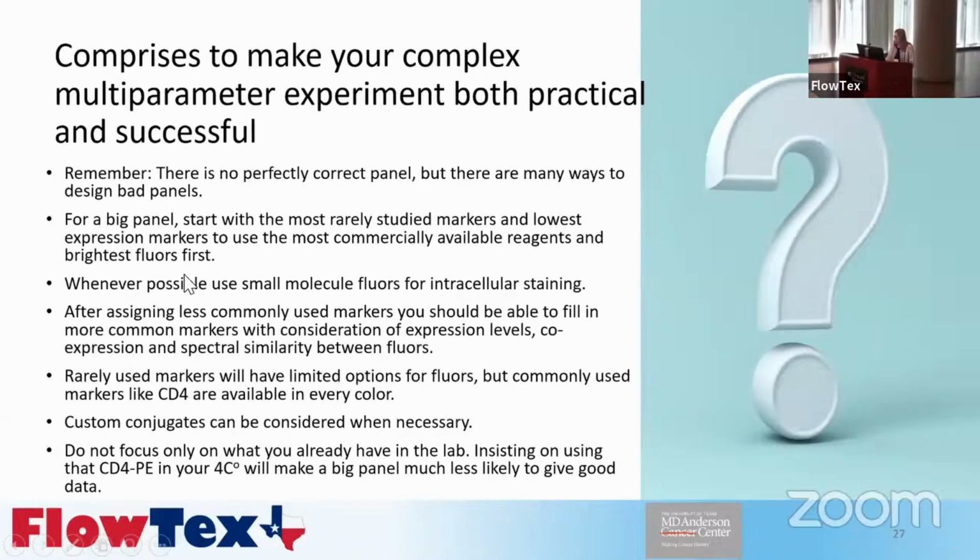If I can, I'm going to save small molecule dyes like FITC or Pacific Blue for intracellular staining, particularly intranuclear staining. It's stable, and it's a good policy in general not to use a big light harvesting polymer on an intranuclear stain if you don't have to. Okay, so after assigning those, you should be able to fill in your more common markers considering your expression levels, co-expression, and spectral similarity. Rarely used markers will have very few fluors.